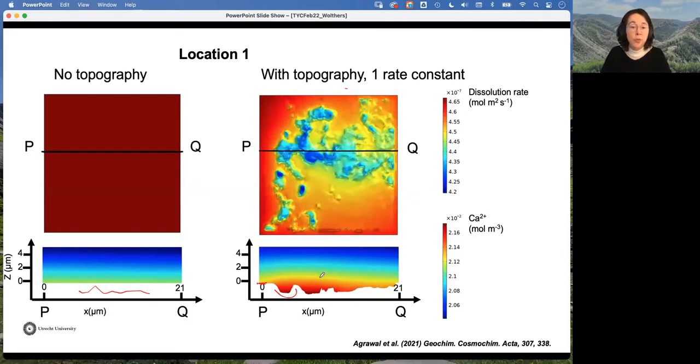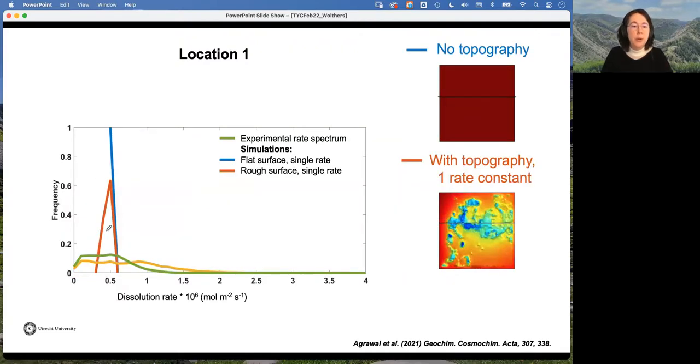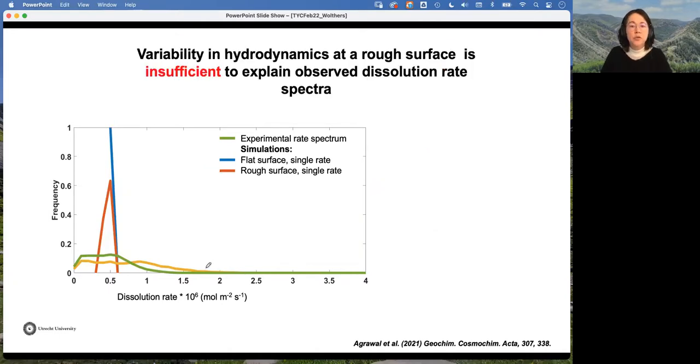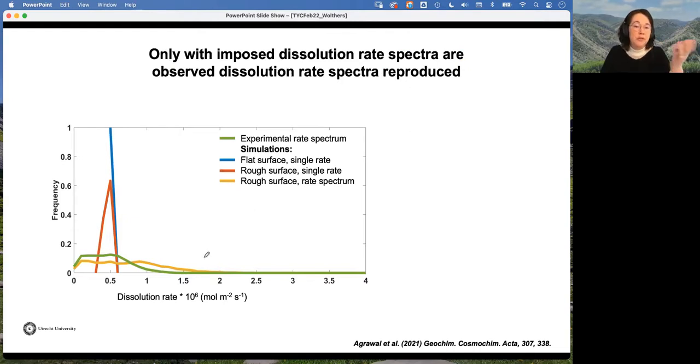Now, the question is: is this what we see as the rate spectra from the vertical scanning interferometry? Well, there is a little bit of a rate spectrum evolving in our simulation. So the blue line here is the result for the no-topography area, where we have a single rate. And if we have a rough surface with just the single rate, the results I just showed, we see a broadening. So we see a little bit of a rate spectrum evolving, but it is nowhere near the green line here, which is the experimental rate spectrum. So the variability in the hydrodynamics at this rough surface is insufficient to explain the observed dissolution rate spectra. And we have to impose, actually fit, our dissolution rate over the surface to reproduce the rate spectrum that is observed experimentally.